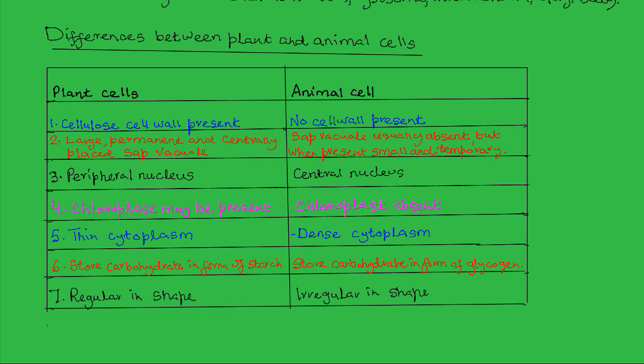Certain plant cells may have chloroplast in them, while animal cells never have chloroplasts. Plant cells store excess carbohydrate in the form of starch, while animals store excess carbohydrates in the form of glycogen. These are two types of carbohydrates that are slightly different in terms of chemical and physical properties.